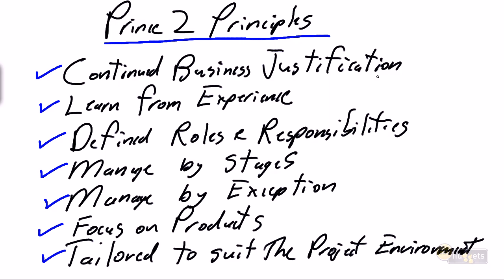Continuous business justification we've seen and heard from before. This is the ongoing validation of the business case as part of project approval and the ongoing revalidation of the business case at every stage. Learn from experience. At the end of every stage, we learn from our experience. We do lessons learned. And at the end of the project, we do a formal lessons learned and validate or improve our corporate repository of best practices. Prince2 has very defined roles and responsibilities. We have a defined organization that we're going to review and understand in Prince2.